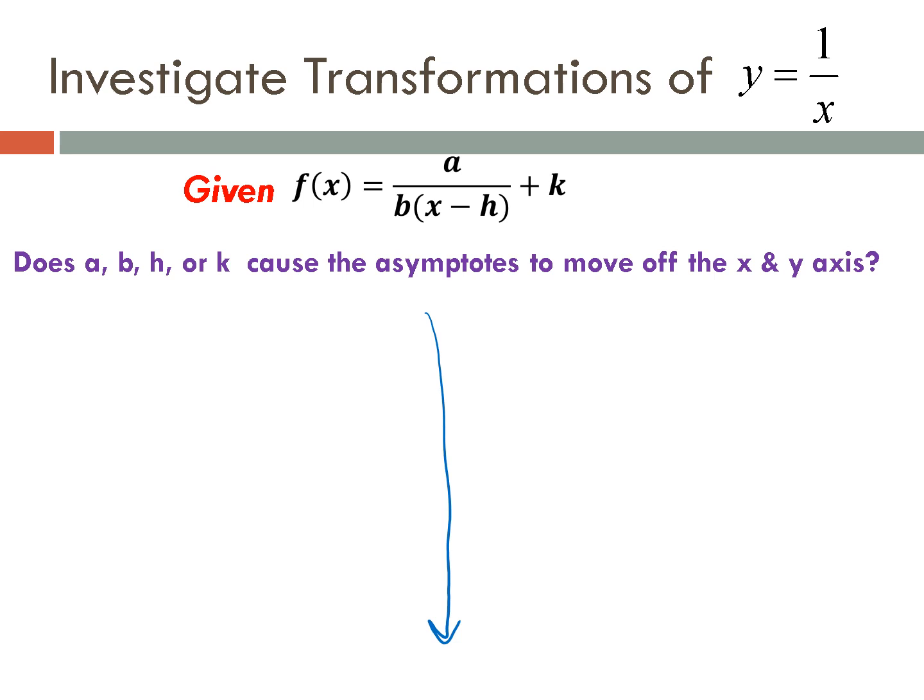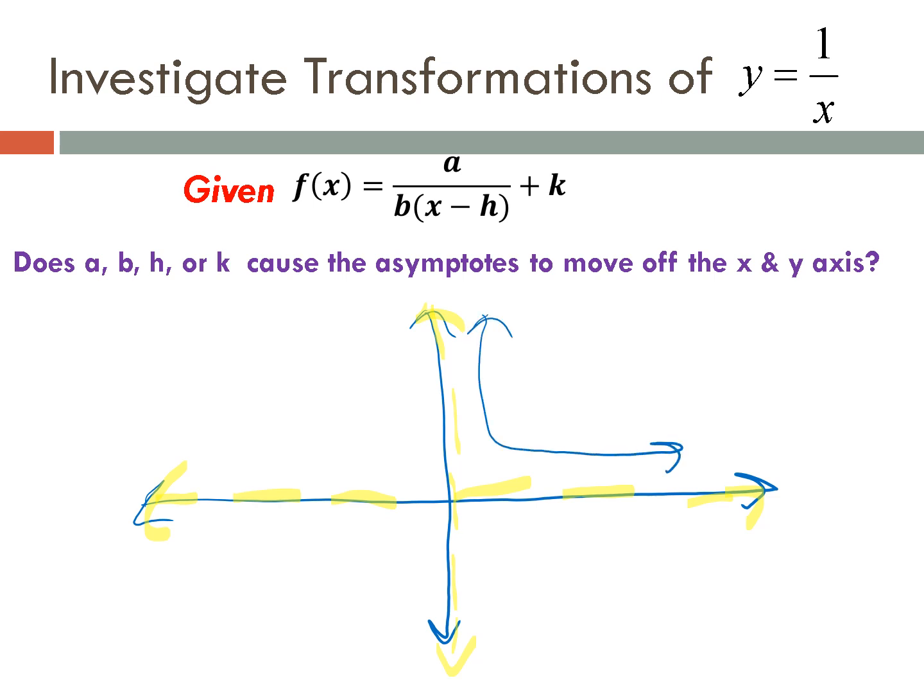Well, let's look at our graph, okay? So here's a graph, and let's talk about our asymptotes. We have an asymptote here at y equals 0. This is our parent function, where we also have x equals 0. And here are our branches.